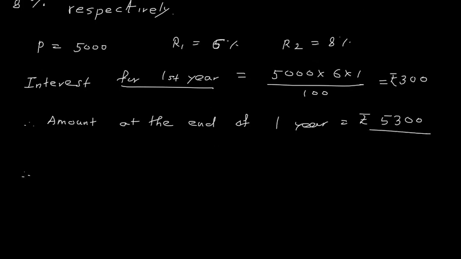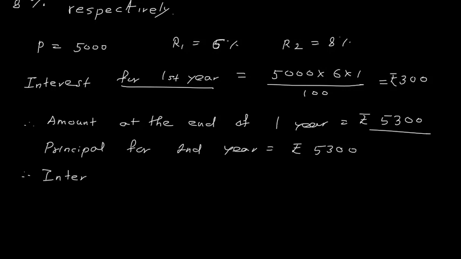So therefore this will be the principal for second year. So this amount at the end of 1 year is principal. So therefore I will say that principal for second year is rupees 5,300. Now interest for second year.